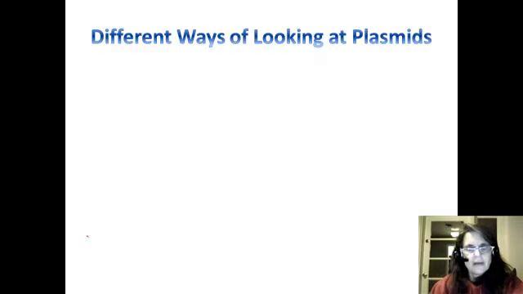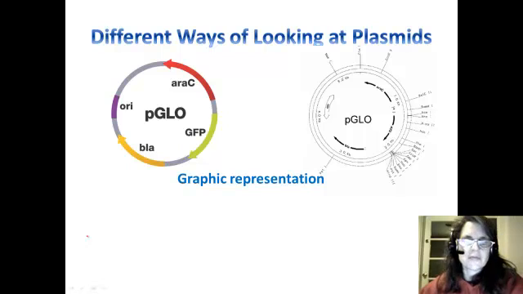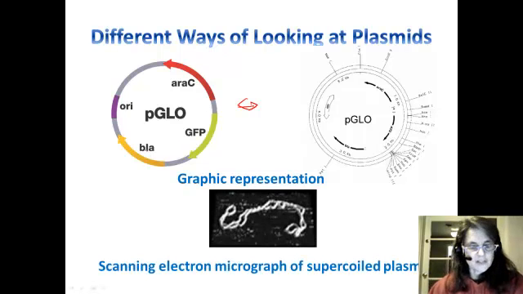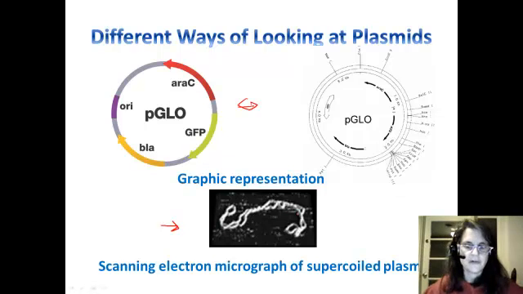Now, as we talk about plasmids, there are many ways to look at plasmids. We can diagram them, as we see here, two different diagrams of the same plasmid. We can actually photograph them. This is a scanning electron micrograph showing the plasmid is curled up. It doesn't look like a circle. In reality, if we straightened it out, it would be a circle. What we will find most useful is these cartoon diagrams of a plasmid.